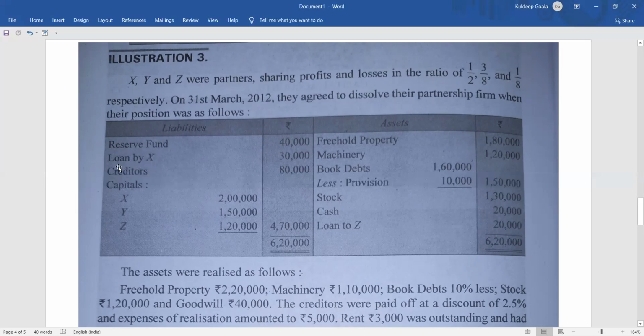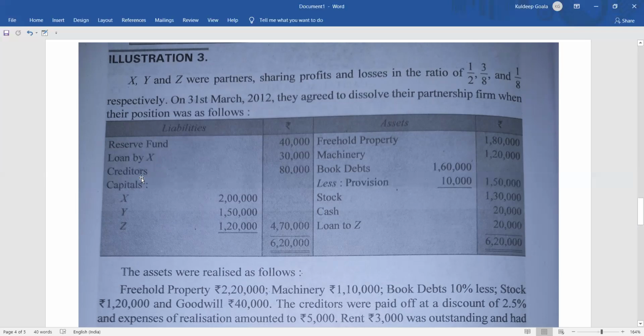There is a partner loan. Okay, loan by X 30,000. So remember that if the loan is in the liability, okay, the partner's loan is in the liability side, that means the firm has taken loan from X. Okay, firm has taken, or you can say X has given loan to the firm. So it is our liability. We have just now seen the situation and we know how to settle it.